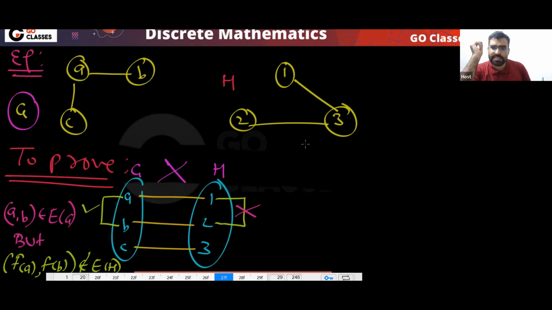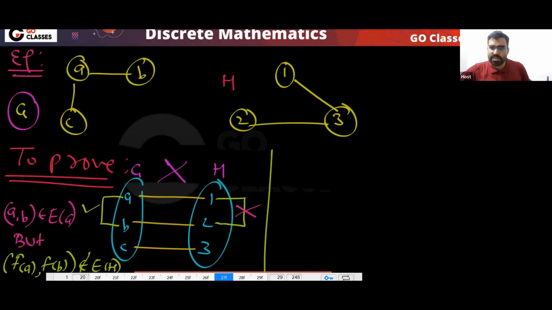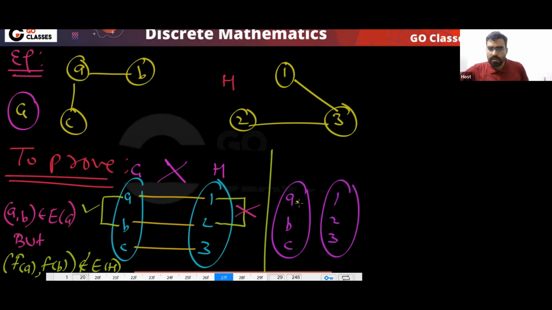No, because remember there exists a bijection. This is the important point: there exists a bijection. If this bijection is not working, try something else. Okay, so let me try. Let's see, will this bijection work? Let me define this bijection. Please tell me, will it work?